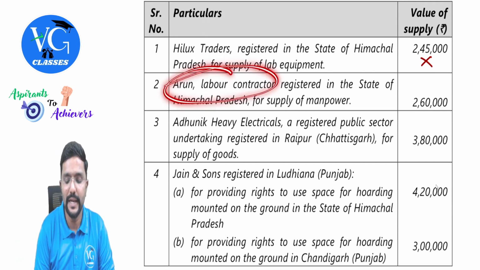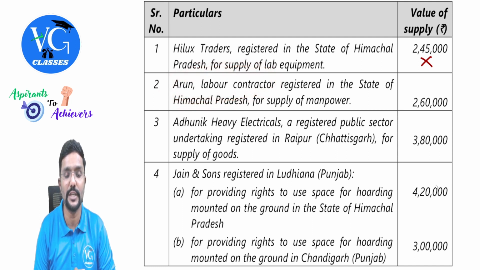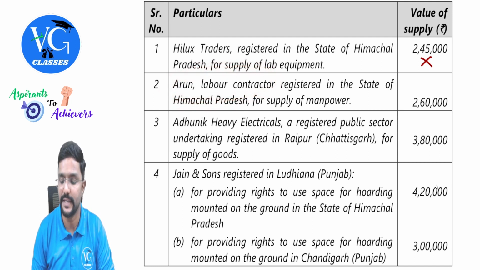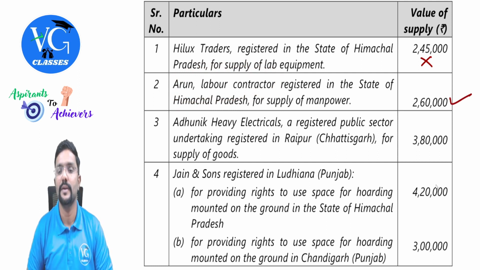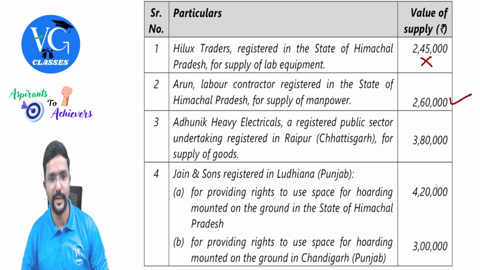Next one, Arun, a labor contractor registered in the state of Himachal Pradesh for supply of manpower. 2,60,000. On this TDS is applicable, people. TDS is applicable as it is more than 2,50,000.